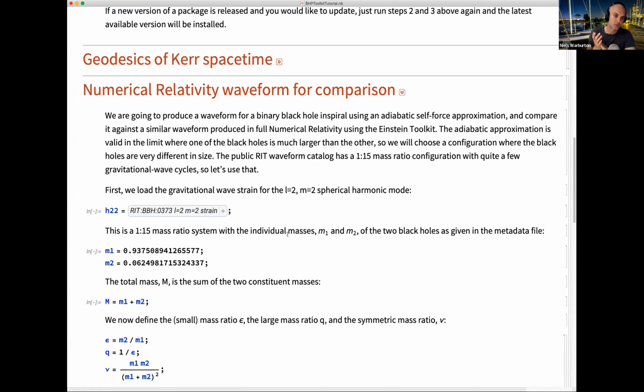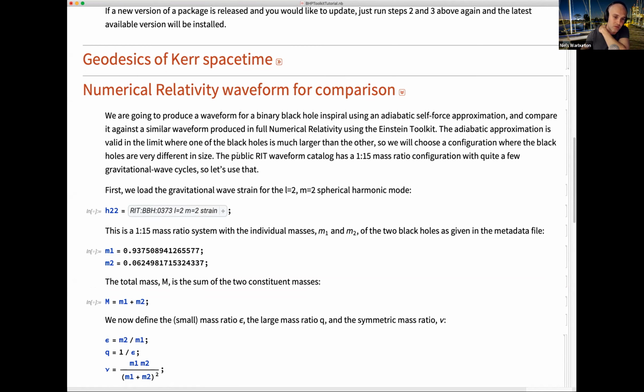Okay, so moving on. Let's just quickly load a numerical relativity waveform for comparison. So we're going to produce a waveform just for a quasi-circular inspiral. Everything's non-spinning. And we're going to be using something called the adiabatic approximation, where we're assuming that the orbit is evolving very slowly, which in practice means the mass ratio is very, very small if you think of it as the small mass divided by the big mass, or very large if you think about it the other way. And for comparison, it's interesting to compare against a numerical relativity simulation.